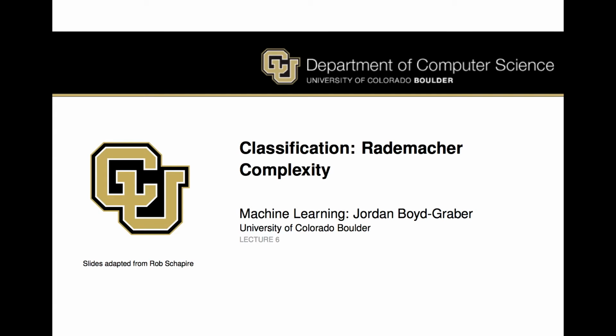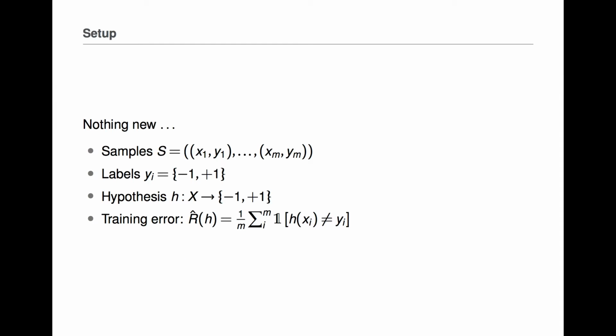Today we're going to continue with our theoretical discussion of how well we can learn a hypothesis class on a particular data set. So the setup that we're going to use is nothing new. We're going to have samples with data x and labels y. And we have a hypothesis class that maps our data into the label set.